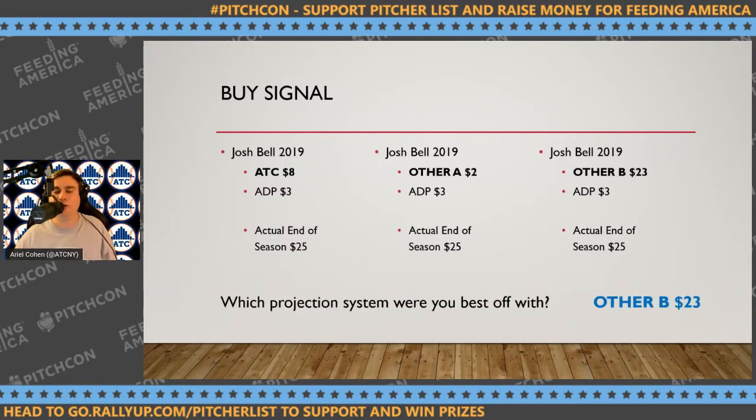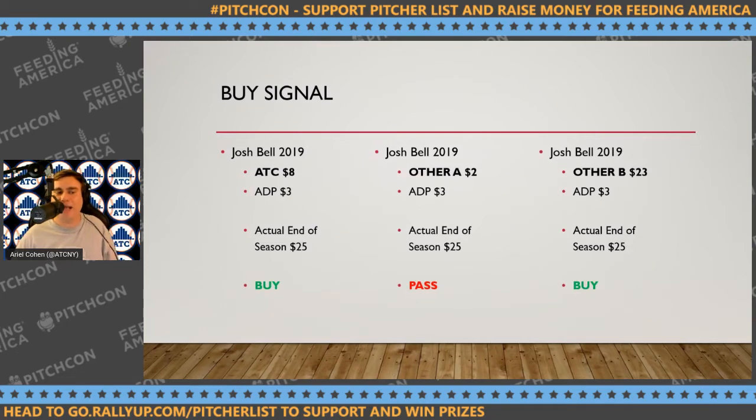Well, I wasn't tricking you. Yes, you're obviously best off with the projection of Josh Bell making $23 because that's pretty close to the reality. But it's not as important as you think. The fact that ATC was a good $15 lower than the other doesn't matter as much, because ATC still showed a strong buy signal. ATC is projecting almost triple the profit, right? An $8 player going for only $3, you're going to buy. And the truth of the matter is, you're still going to buy at about $3, right?